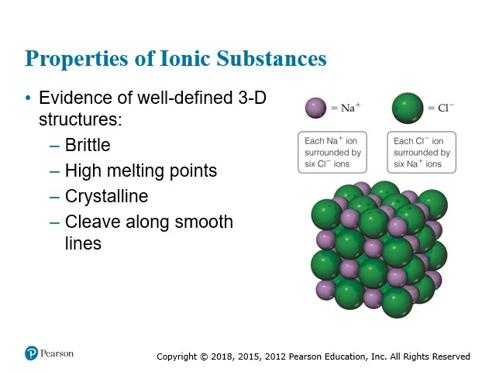Ionic compounds typically have well-defined three-dimensional structures. We'll see them in repeating arrays of cations and anions. Structurally speaking, we find that oftentimes ionic substances are crystalline, that they are brittle, and they tend to have high melting points. And when they do break, with respect to their brittle nature, they tend to break or cleave along smooth lines.